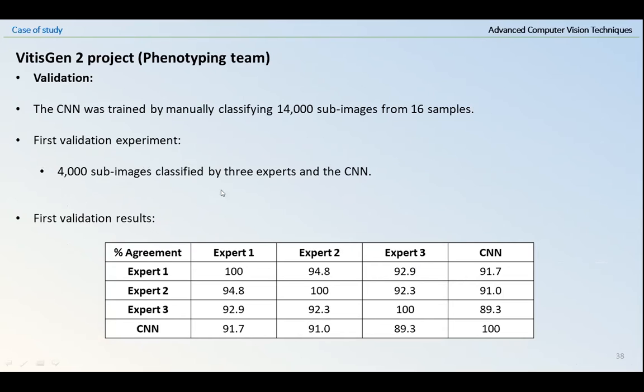Then we performed a validation experiment where 3 experts classified the same 4,000 sub-images, as well as the convolutional neural network. The validation results show around 90% agreement between human experts and the convolutional neural network. So we consider that this accuracy level is pretty similar to the agreement among human experts.